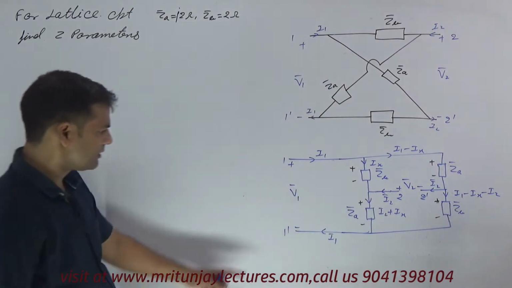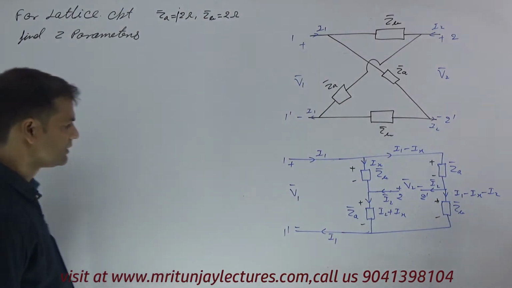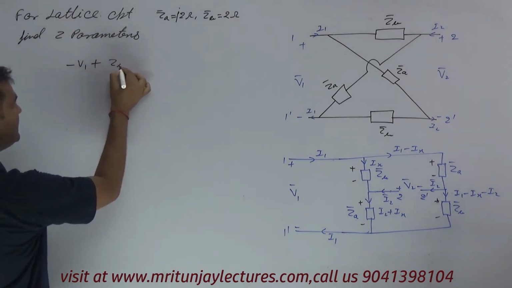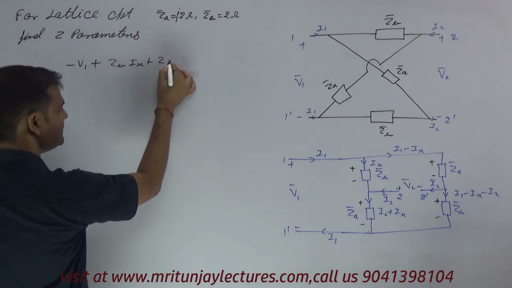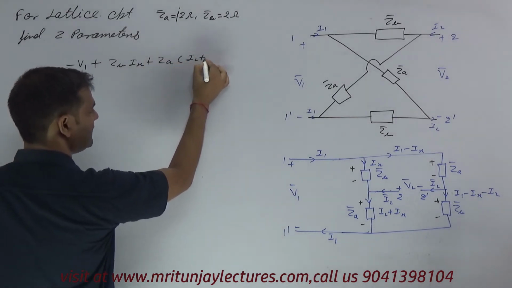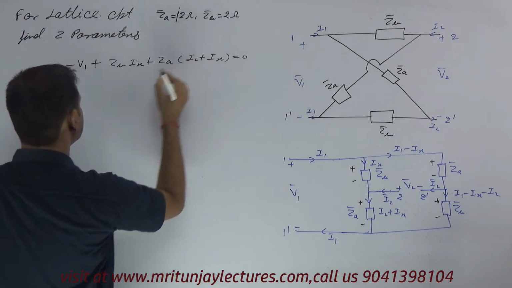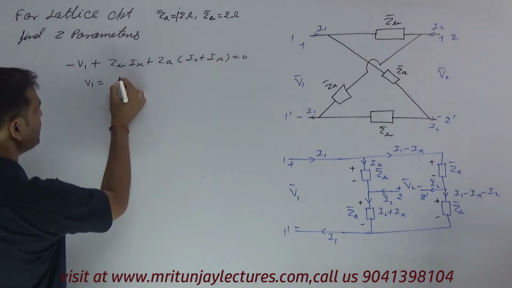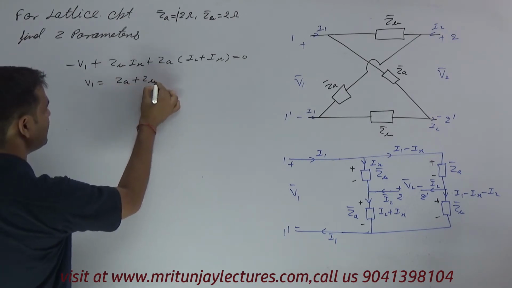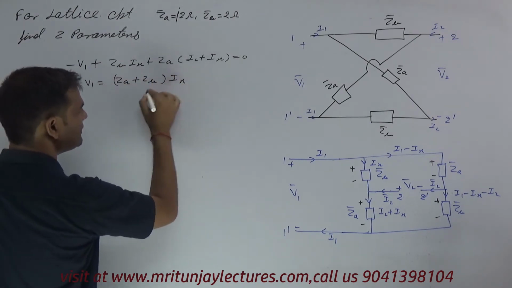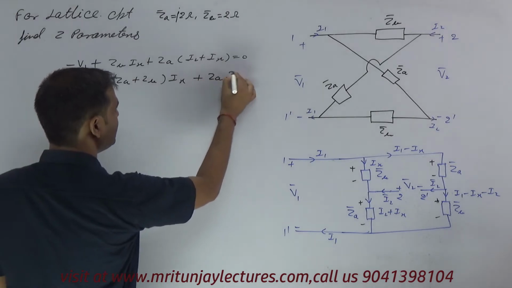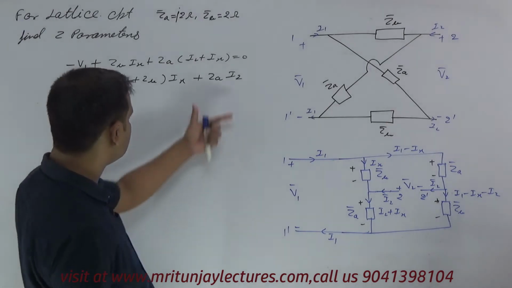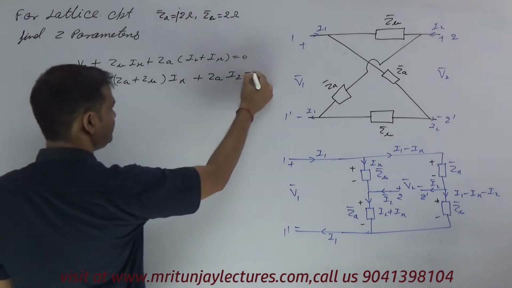Clear? Now apply KVL in this loop. We get minus V1 plus ZB into Ix plus ZA into (I2 plus Ix), and this is equal to 0. So V1 is written as (ZA plus ZB) into Ix plus ZA into I2. Clear or not? Very simple. This is equation number 1.